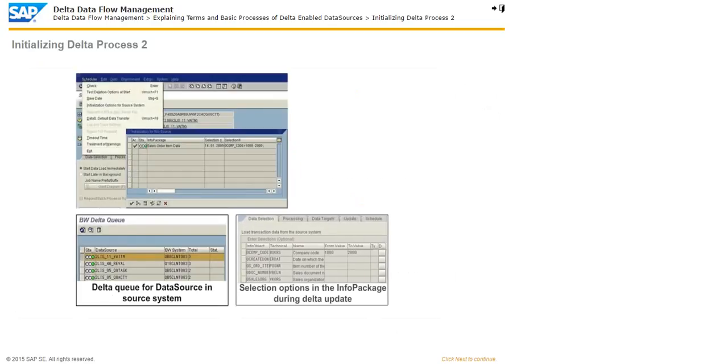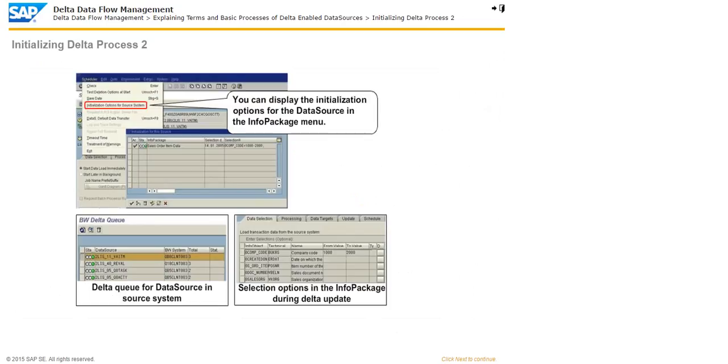The initialization selections are copied automatically for subsequent delta updates. No other selections can be specified in the delta update. When you delete all the initialization selections for the data source, you simultaneously delete the delta queue for the data source in the source system.